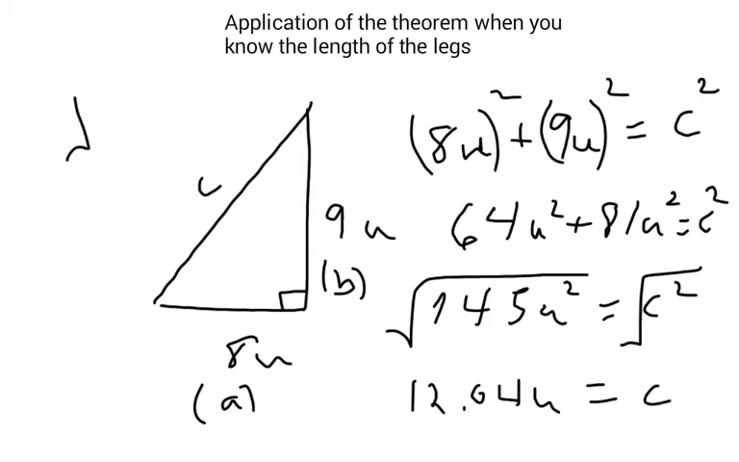When you take the square root of u squared, that's u. So we come back to how long is this, and it would be approximately 12.04 units, not square units, because I'm keeping track of how the labels work.